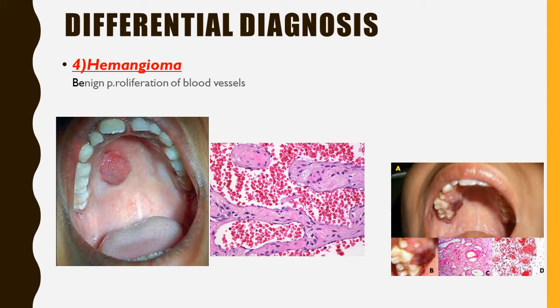Hemangioma. They are rarely seen in the hard palate. They are benign proliferation of blood vessels that primarily develop during childhood. They are the most common tumors of vascular origin of the head and neck region.